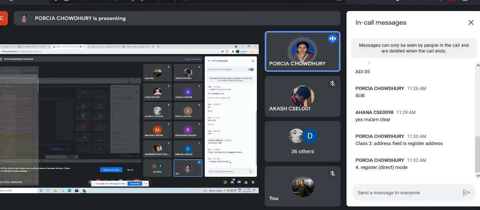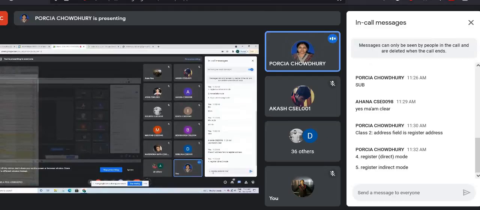The next one over here is registered indirect mode. So this is registered direct mode, and now you will have registered indirect mode. That is the second you have over here. First you have register direct mode, next you have registered indirect mode, and again the third you have is auto increment or auto decrement mode.